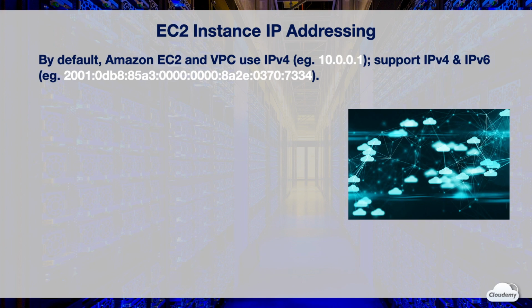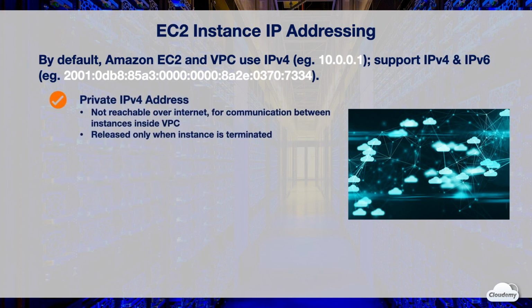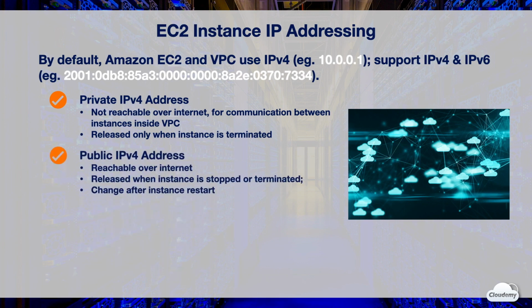AWS uses both private and public IPv4 for communication inside AWS and over the internet. IPv6 created in AWS is always public. When you launch an EC2 instance in the default subnet, you will receive both private and public IP addresses for your instance. Private IPv4 is not reachable over the internet, it's for communication between EC2 instances and other resources inside the VPC. Private IPv4 address is always associated with the instance after it's been created, even when the instance is stopped. Private IPv4 address will only be released after the instance is terminated. Public IPv4 is reachable over the internet. It will be released when the instance is stopped or terminated. Once it's released, you cannot reuse the IP address.